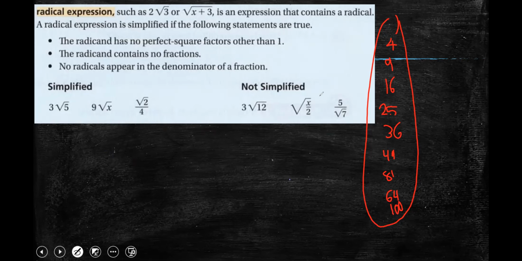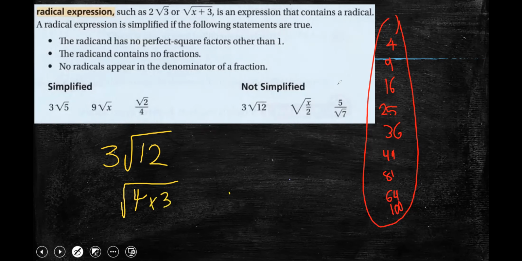Let's continue here. 3 square root of 12. Is it simplified? Before that, look at number 12. You can tell me, teacher, it's not a perfect square. But if you factorize it here, how can you factorize 12? 3 and 4, is it right?